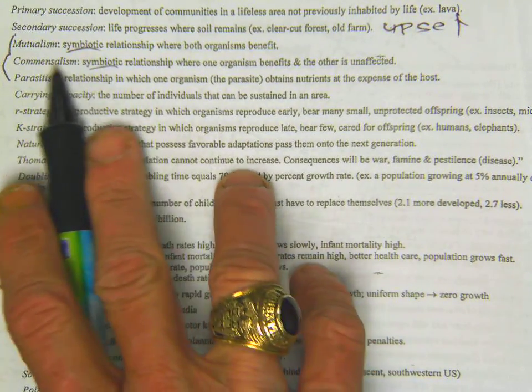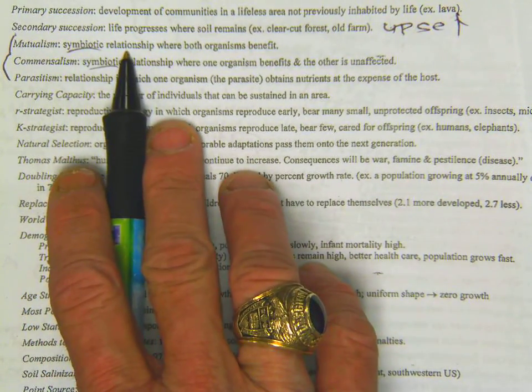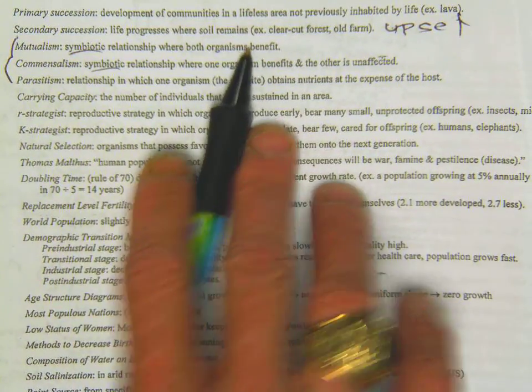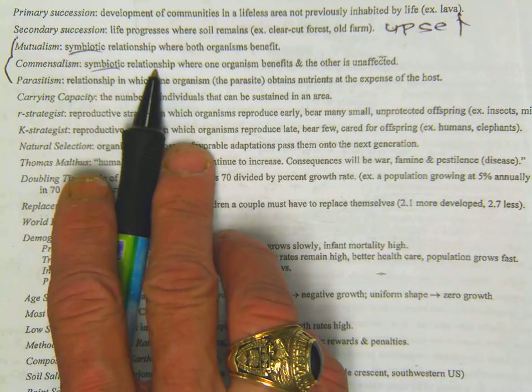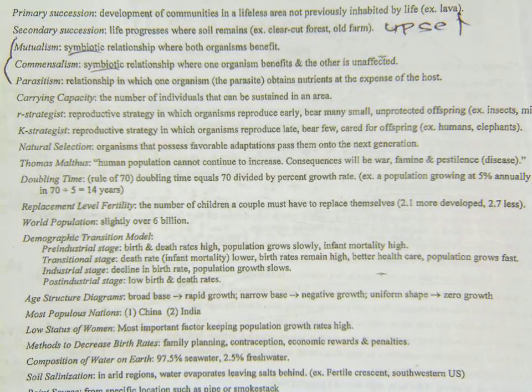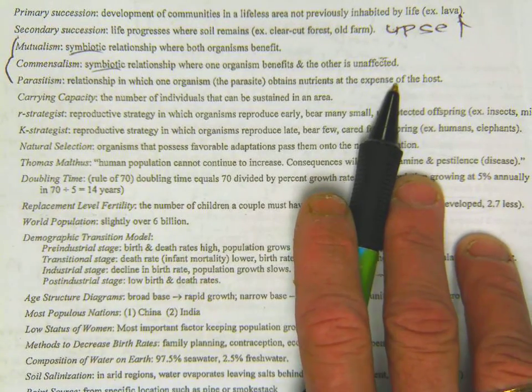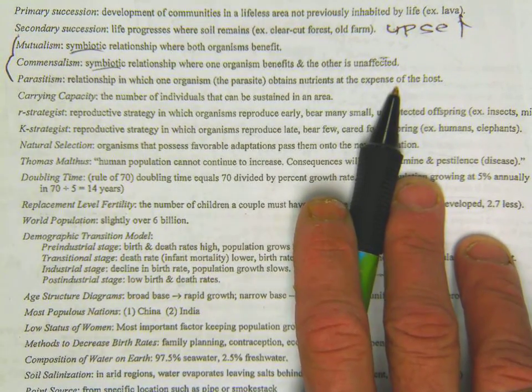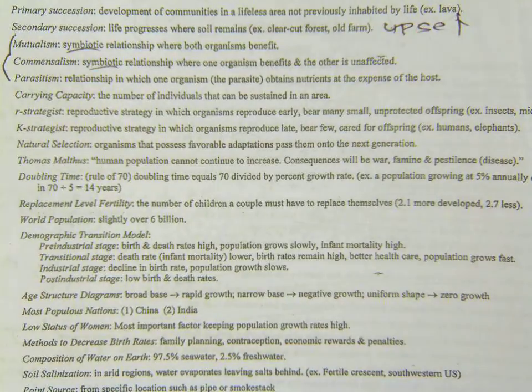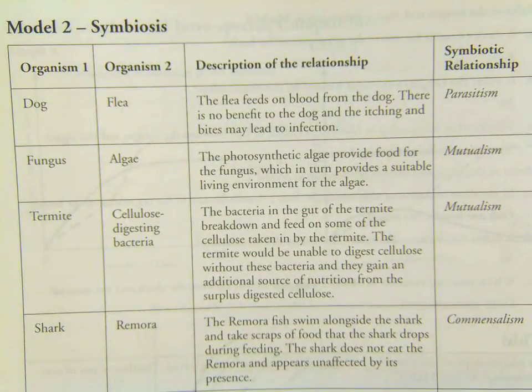But basically, you've got mutualism, a symbiotic relationship where both organisms benefit. Commensalism, a symbiotic relationship where one organism benefits and the other is absolutely unaffected, has no impact on them at all. And parasitism, a relationship in which one organism, the parasite, obtains nutrients at the expense of the host. And oftentimes, the parasite is very inhospitable to the host. Let's go ahead and look at a couple of these here.